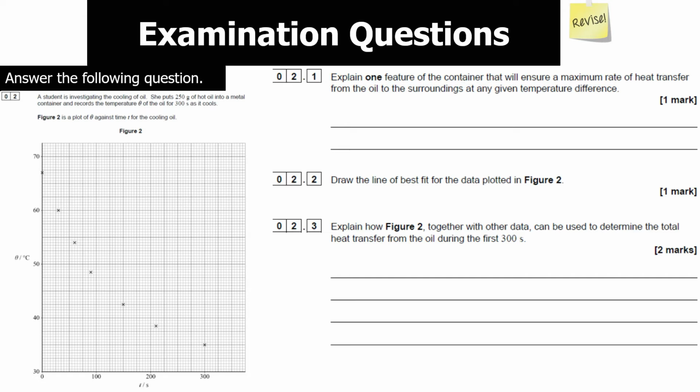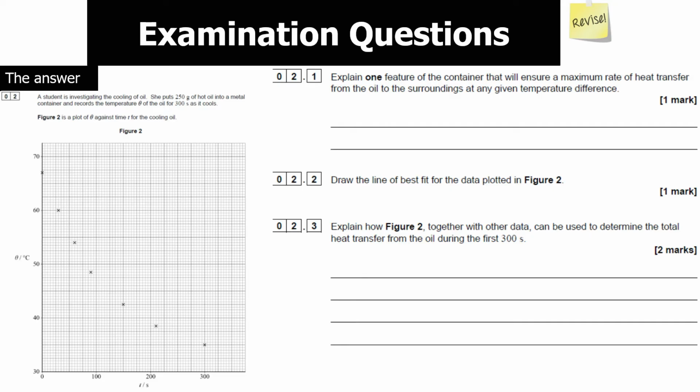Now the next question says, a student is investigating the cooling of oil. She puts 250 grams of hot oil into a metal container and records the temperature theta of the oil for 300 seconds as it cools. Explain one feature of the container that will ensure a maximum rate of heat transfer from the oil to the surroundings at any given temperature difference. Draw a line of best fit for the data plotted, and explain how figure 2 together with other data can be used to determine the total heat transfer from the oil during the first 300 seconds. So pause the video now, then unpause the video when you want to go through your answer.